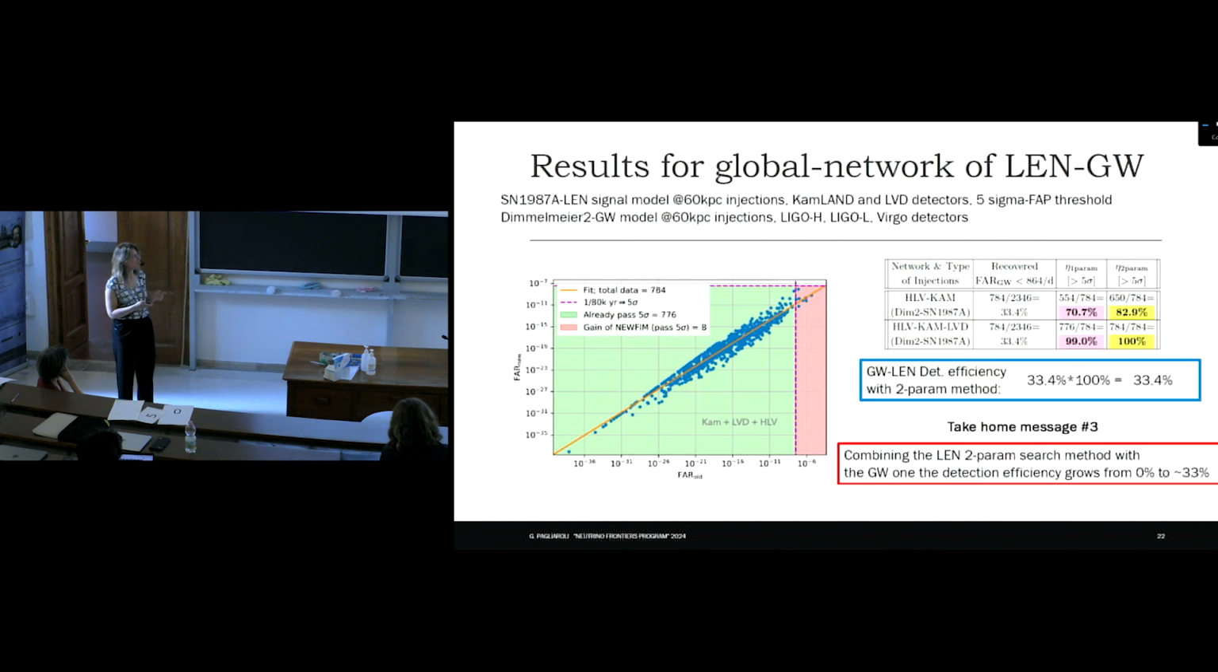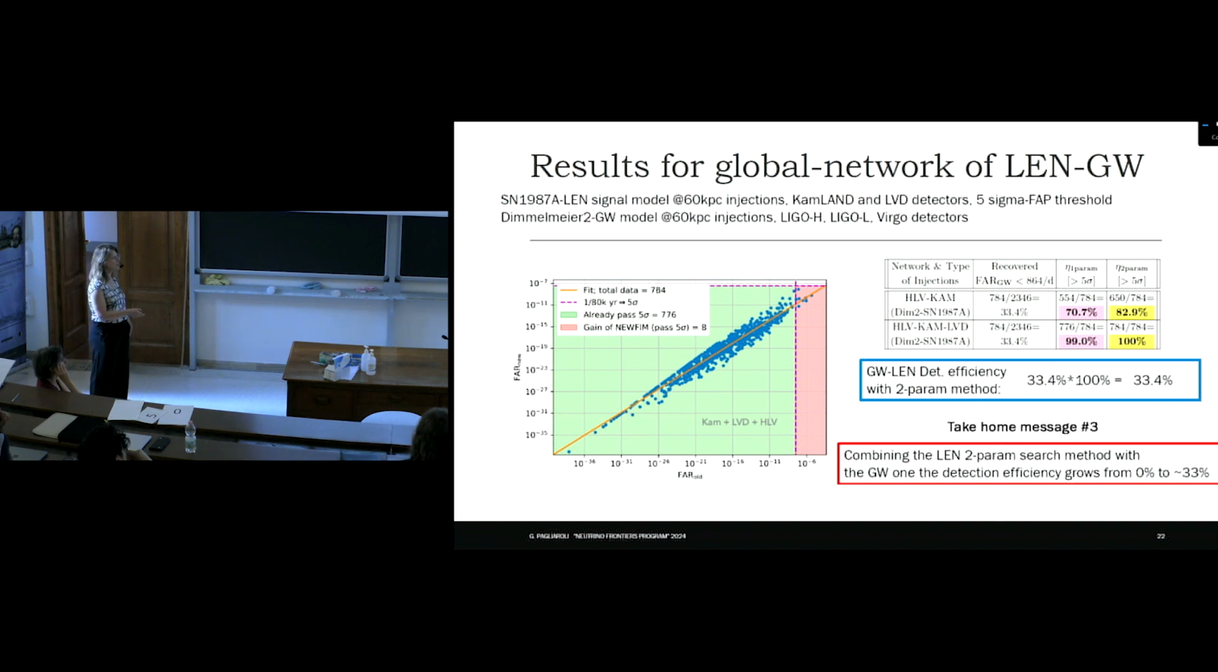Well, now we can add two detectors. So we can add not only KamLAND, but also LVD together. And we do the same analysis. And this is what you can obtain in the end. So in the end, you can obtain that of the 33% signal that are recovered in the gravitational wave pipeline, 100% of this become 5 sigma detection. So you reach the saturation. All the signals that are recovered inside the gravitational wave detector are really detection, so 5 sigma detection.